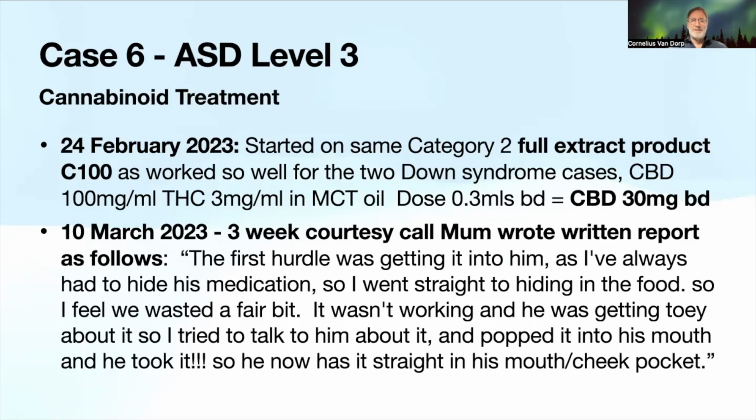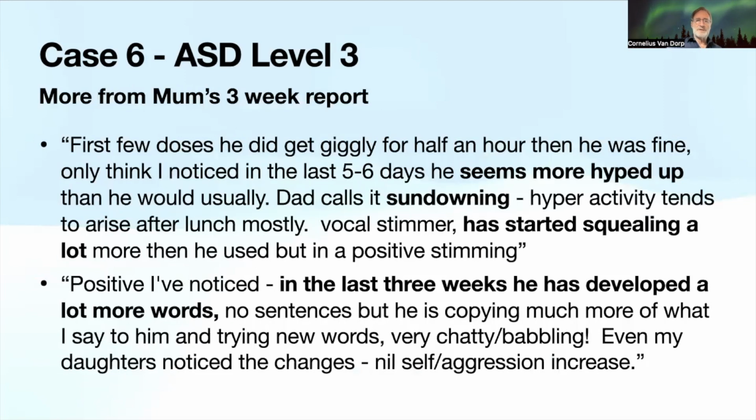And so he was started on that same category 2 full extract product that worked so well for the 2 Down syndrome cases. CBD 100 milligrams per mil, 30 milligrams twice a day, with a wee little bit of THC in there, category 2 product. 3 weeks, the first hurdle was getting it into him, but eventually he just accepted it into his cheek pocket, and so it was all go.